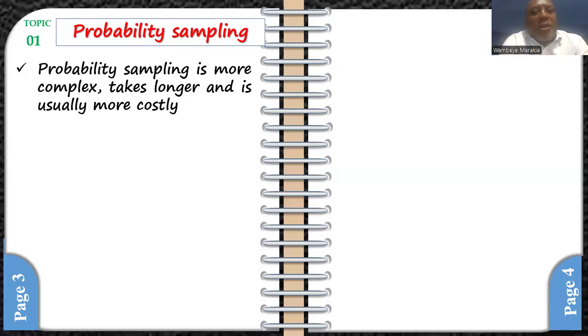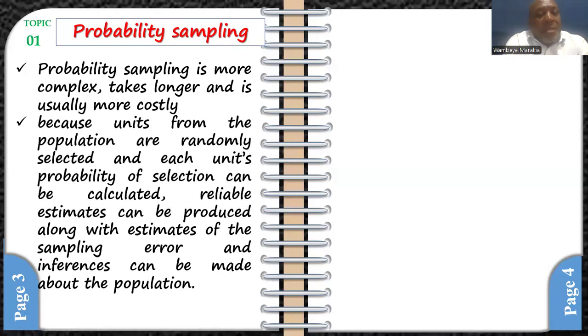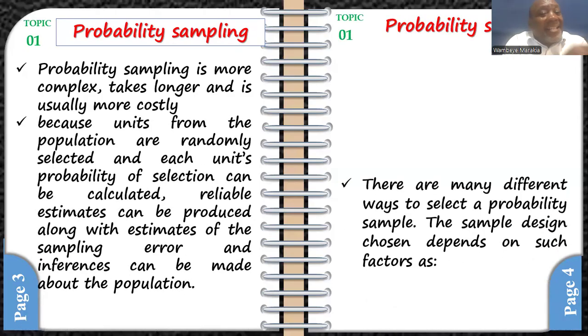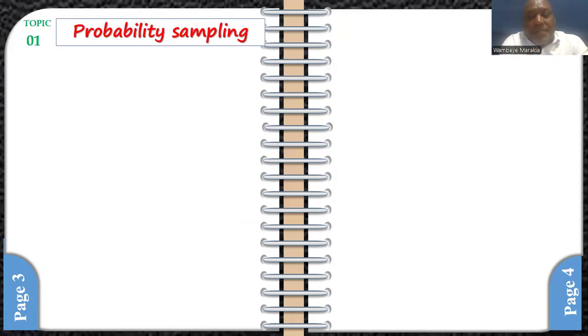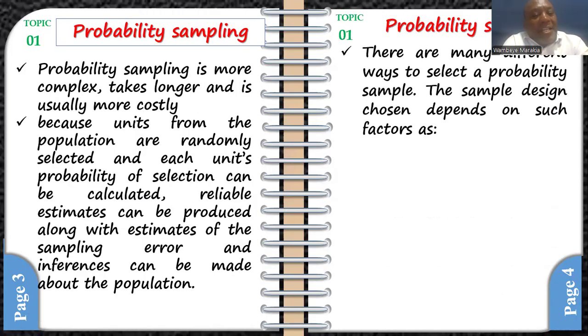Probability sampling is more complex and it takes a longer time and is usually more costly. Because why is it more costly and it takes longer? Because units from the population are randomly selected and each unit's probability of selection can be calculated. Reliable estimates can be produced along with estimates of the sampling error, and inferences can be made about the population.